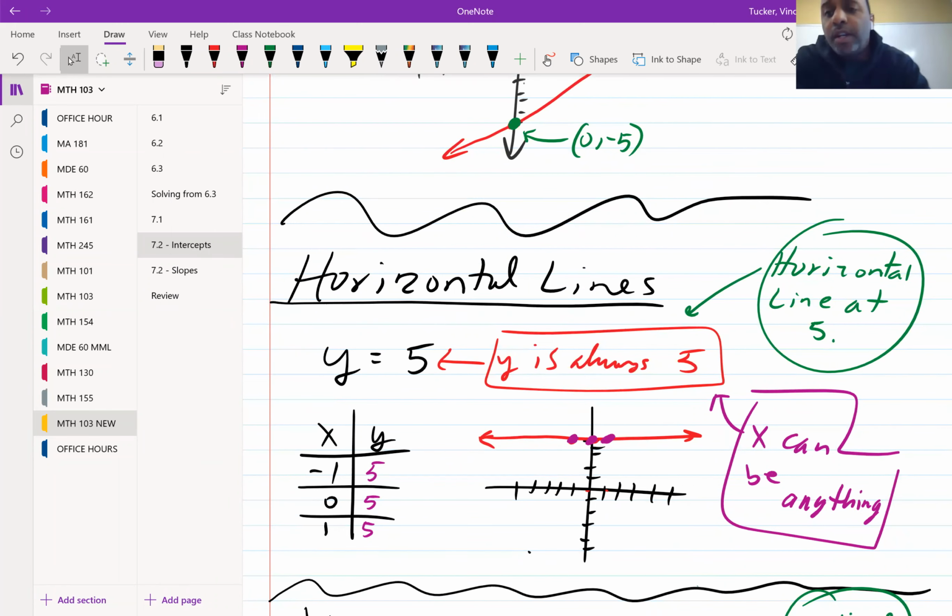Horizontal lines. Now up to this point, we've had both x and y involved in our equations. If all you see is y, that means you're going to have a horizontal line. So in this case, we have y equal to 5. Notice there's a few statements that I wrote over to the right. This means that y is always going to be 5. Means that x can be anything. And this also means that a horizontal line will be created at 5. So if you were to grab those 3 points, you will have a horizontal line at 5.